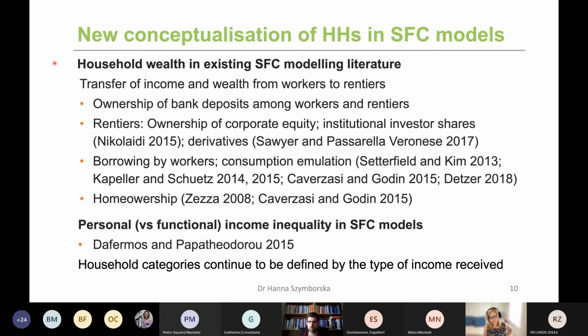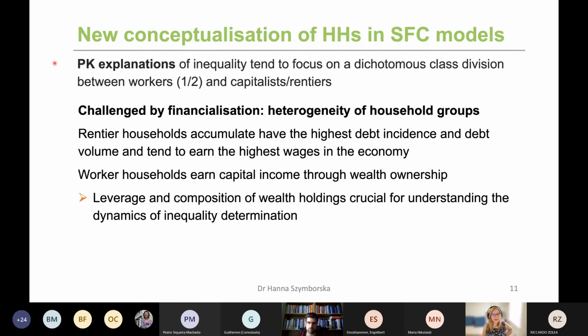But nevertheless, it is a fairly important element of stylized facts about household finances across the distribution that is also not always modeled in the current literature. And the second contribution that I would like to bring in is to build on the work done by De Fermos and Papatheodorou in a 2015 paper, which, to my understanding, is one of the few papers that looks at personal inequality measures in SFC models rather than functional. So functional being inequality between capital and labor, personal being inequality within the household sector itself rather than between the sources of income.